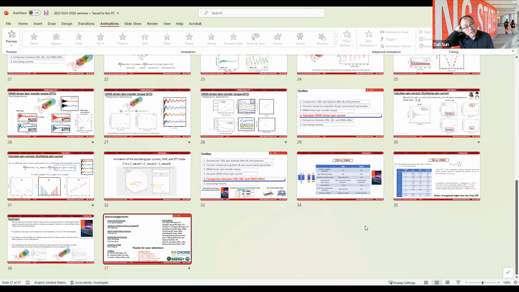Well, first of all, we only compared the efficiency with the spin Seebeck effect. We haven't compared with the spin transfer torque. We can do that, but we haven't calculated it, which is a very nice direction for us: to calculate the efficiency of the spin transfer torque induced by chiral phonons. But I don't have a number in hand because we didn't calculate that.